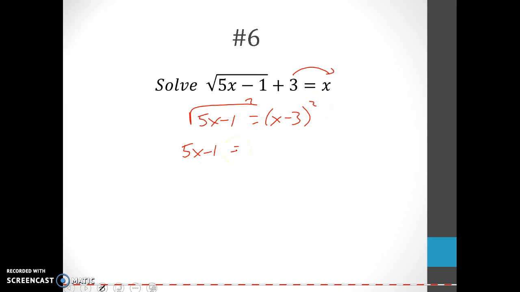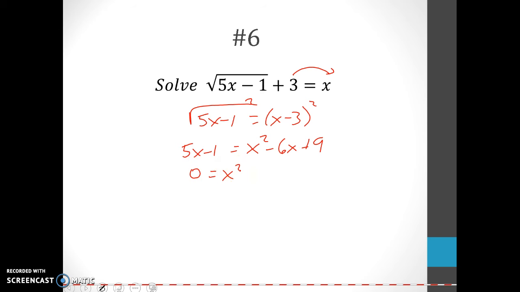And on the right-hand side, if I square that, I'm going to multiply x minus 3 times x minus 3. That's going to give me x squared minus 6x plus 9. And so I want to get everything on one side of the equation. So if I make this side equal to 0, on the right I'll have x squared.